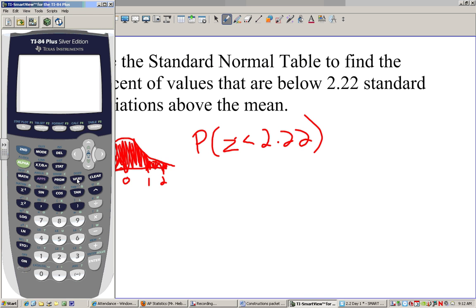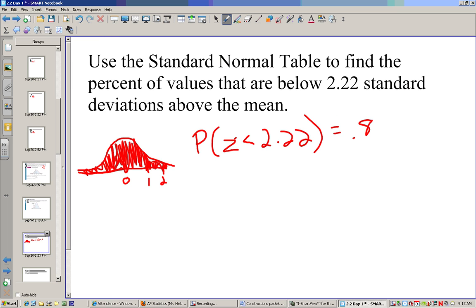To use our calculator for it, we're going to get out our calculator, hit second, vars, normal CDF, which is number 2. We're going to go from negative infinity to 2.2, and we get 0.9867 or 0.9868 because it was a bigger number than 5 after that. So about 98%, 99% of the data is below 2.2 standard deviations.